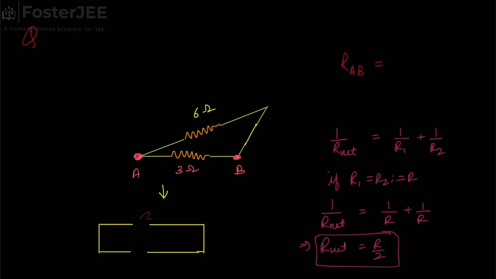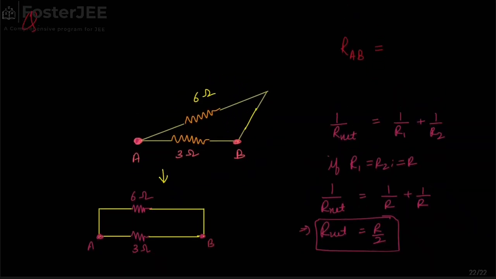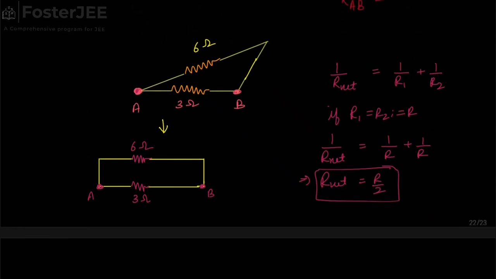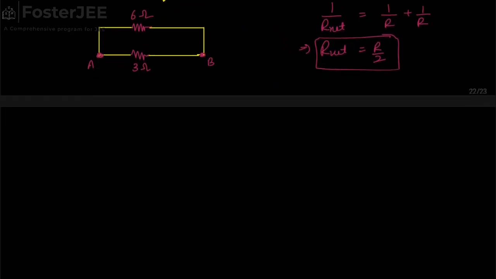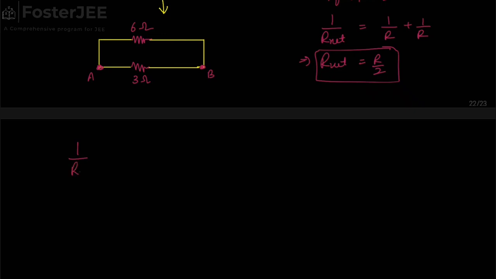The lower resistance is 3 ohm and the upper resistor is 6 ohm, and we have to find the net resistance between these 2 points. So we can see these two resistors are in parallel. So 1 upon R net becomes 1 by 6 plus 1 by 3. So R net is equal to 2 ohm, which is the answer for the original problem. Also, we will find many more problems like this.